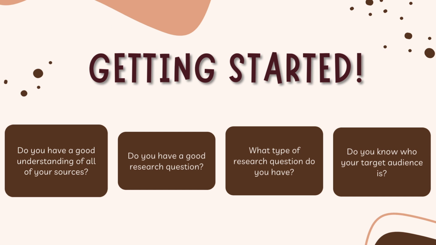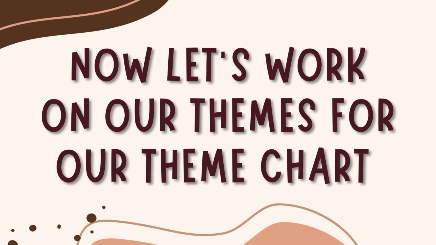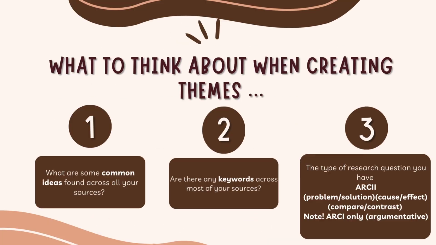And here in part 3, we will further discuss how you can use your research question to create your themes. And finally, do you know who your target audience is? So now let's work on our themes for our theme chart. What to think about when creating themes. Number 1, what are some common ideas found across all your sources? 2, are there any keywords across most of your sources? And 3, the type of research question you have. For ARC 2, usually it's problem solution, cause and effect, or compare and contrast. And note, if you're in ARC 1, it's only argumentative.